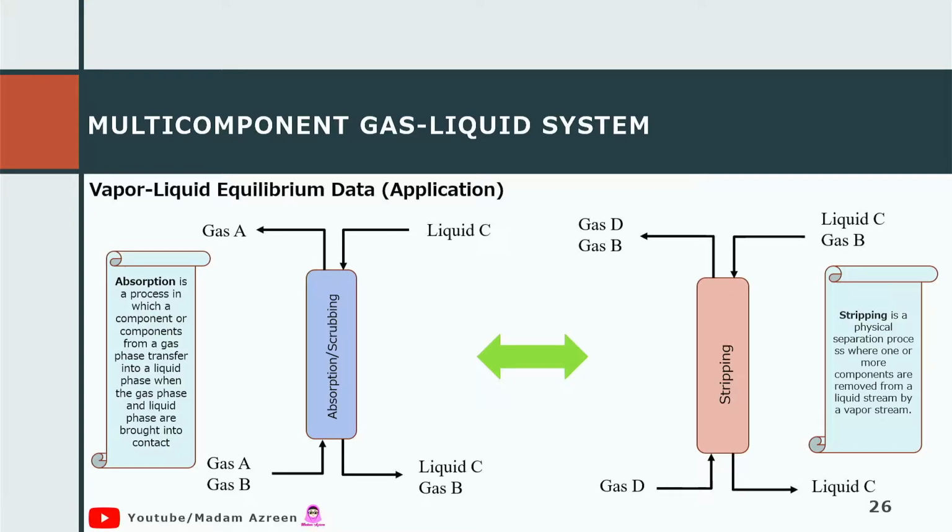When we have a multi-component gas system, these are the processes and applications in the chemical industry. The first one is the absorption process, which we also call scrubbing. The second one is the stripping process. These two processes involve liquid and gas.